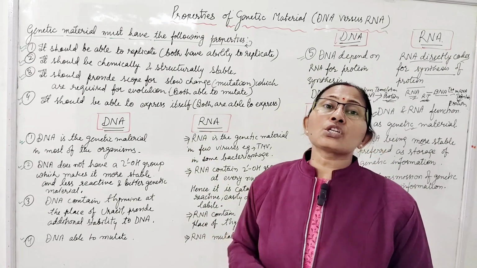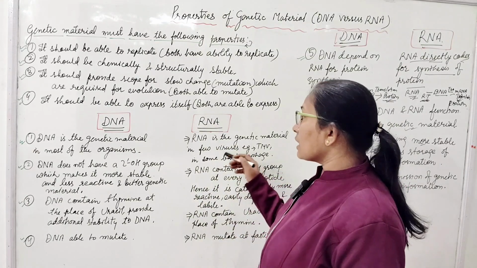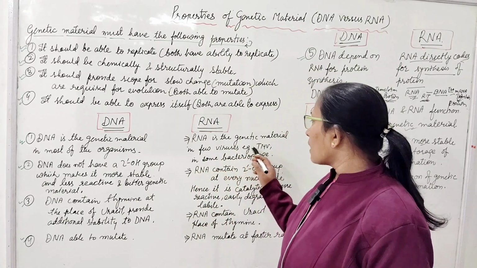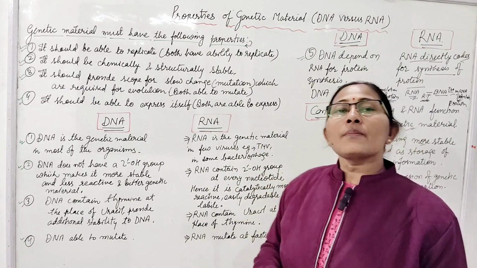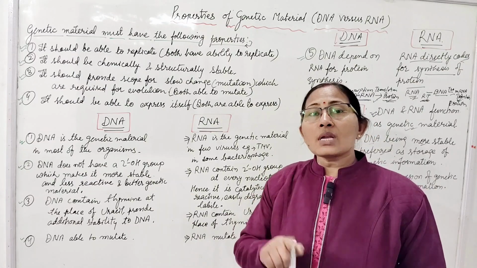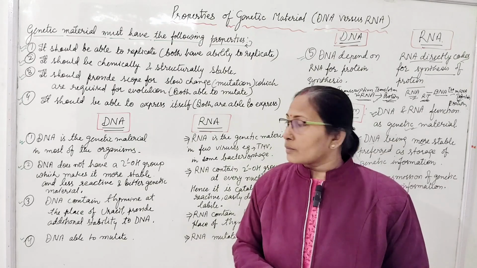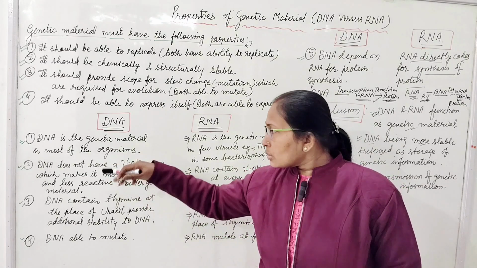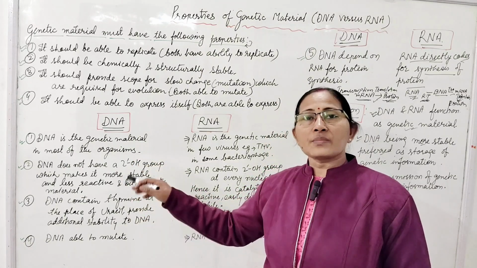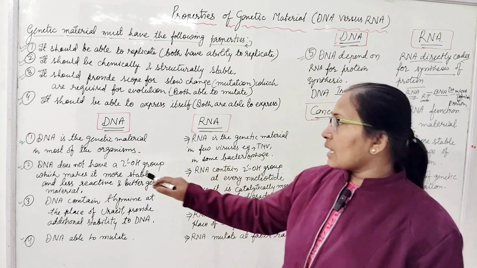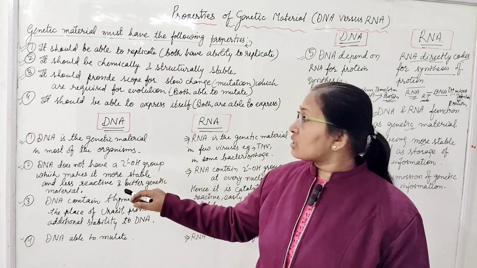Firstly, DNA is the genetic material of most organisms. RNA is also the genetic material, but only in a few viruses like the tobacco mosaic virus, and in some bacteriophages, viruses of bacteria. In DNA, only one hydroxyl group is present, at the third carbon in deoxyribose sugar. So, due to the absence of the hydroxyl group at the second carbon, DNA is more stable, less reactive and a better genetic material.